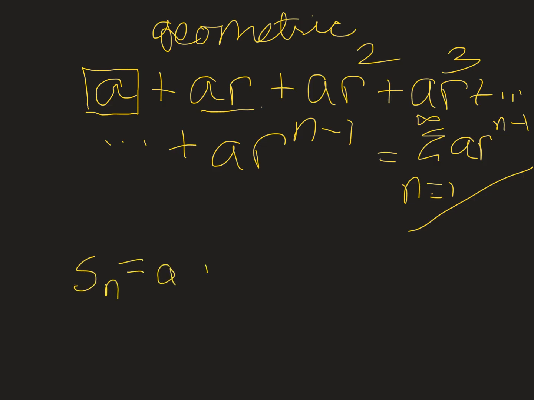A plus AR plus AR squared. Sorry, let me do this a little differently. Let me do it how I would teach a pre-calculus student how to do this. So let's do a partial sum. S sub 1 would just be the first term. That would be A. S sub 2, the next partial sum, would be the sum of the first two terms. So that's A plus AR.